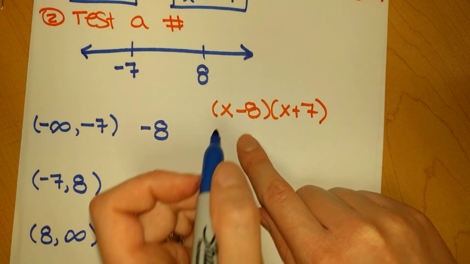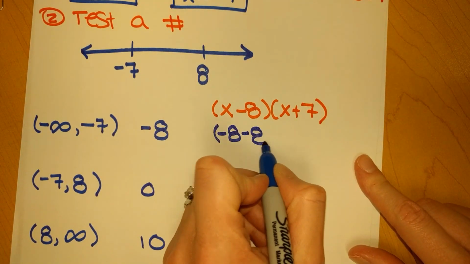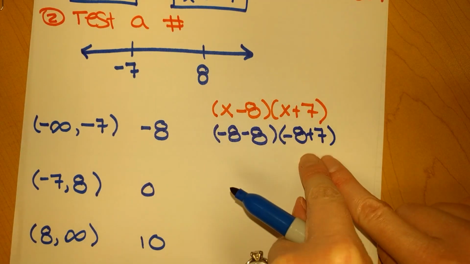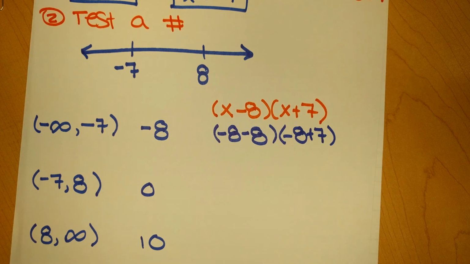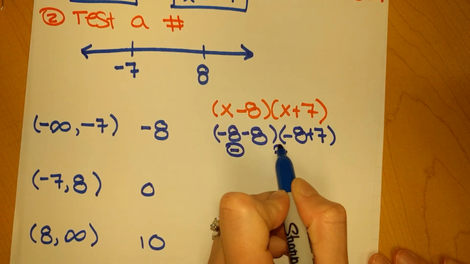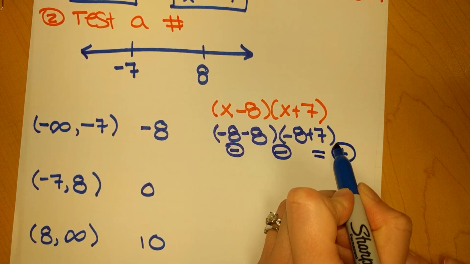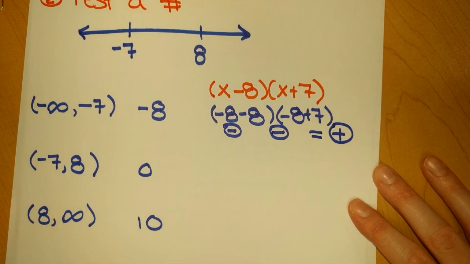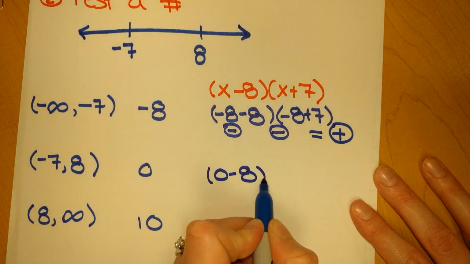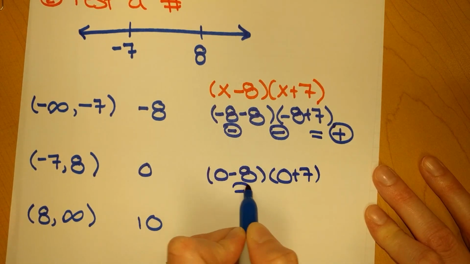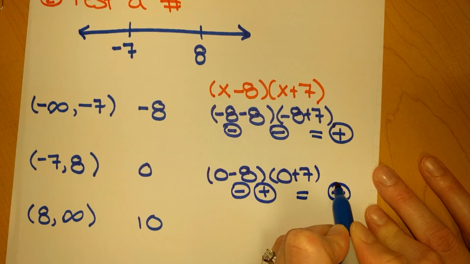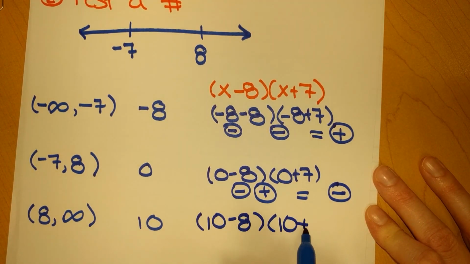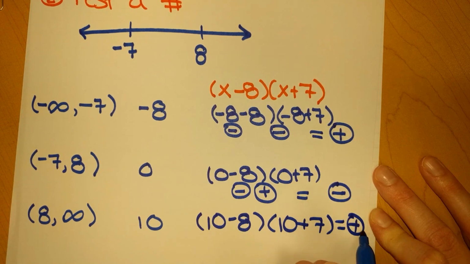So I plug in the negative 8. And you can sit there and figure out negative 16 times negative 1, but really you're just after the sign. So here I have a negative times a negative, so that gives us a positive. And then I repeat this process for the other two numbers as well. So I plug in the 0: 0 minus 8, 0 plus 7, negative times positive, so that gives us a negative. Plug in the 10: 10 minus 8, 10 plus 7, that gives us a positive.